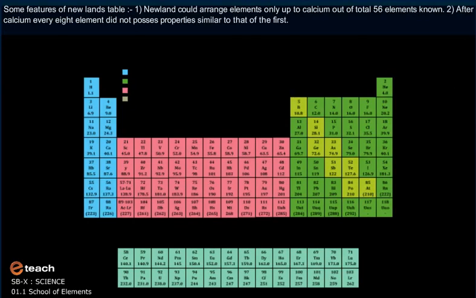Some features of Newlands' table. 1. Newlands could arrange elements only up to calcium out of the total 56 elements known. 2. After calcium, every 8th element did not possess properties similar to that of the first.